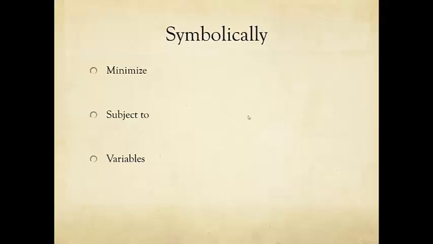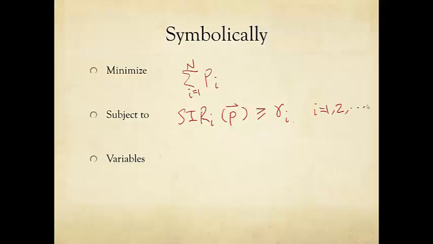Symbolically, in mathematical language, we say the optimization we have is to minimize the summation of the p's, let's say from the first to the nth user, they're all together n transceiver pairs, subject to the condition that the SIRs for each user, which is a function of the entire power vector p because of interference, must be greater than or equal to the target constant gamma i. And this holds true for the first, second, up to the nth transceiver pairs. And the variable is clearly the p vector.